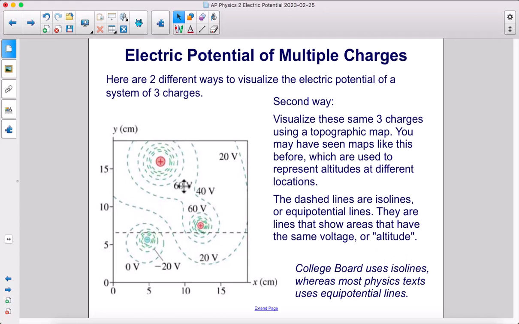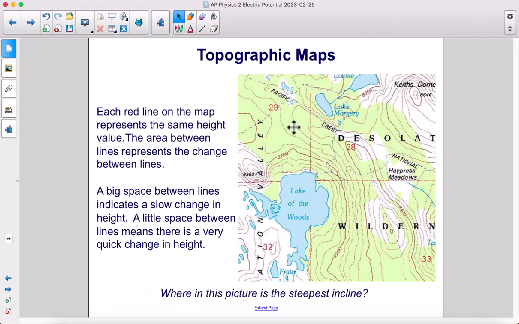So here you can see that if this line represents 40 volts, everywhere on this line has an altitude of 40 volts. Everywhere on this line is 60 volts, and so on. Each red line on this map represents the same height value, altitude. The area between lines represents the change in height. So a big space, like here, represents a slow change of height.